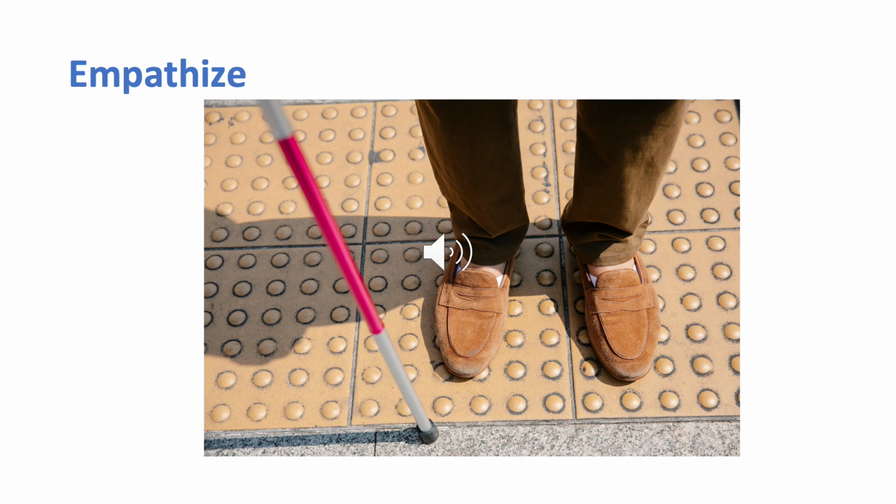First, empathize. The image before you displays an individual wearing dress shoes and pants and a cane that is red and white, which will usually mean that the individual is both blind or visually impaired and deaf, or deaf-blind, as many individuals refer to themselves. This individual is standing on a surface with tactile paving, a system of textured ground surface indicators that's found in public spaces to help with navigation.